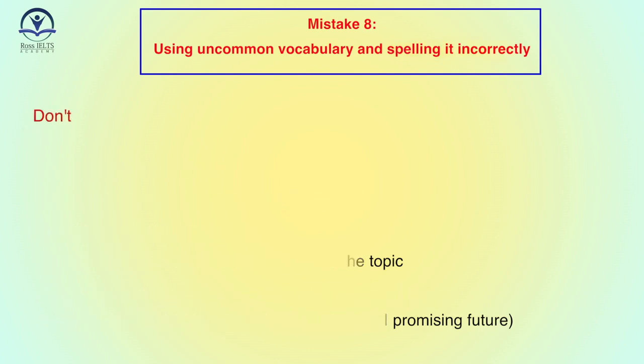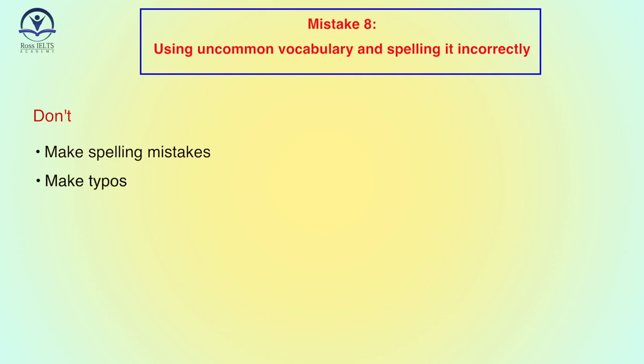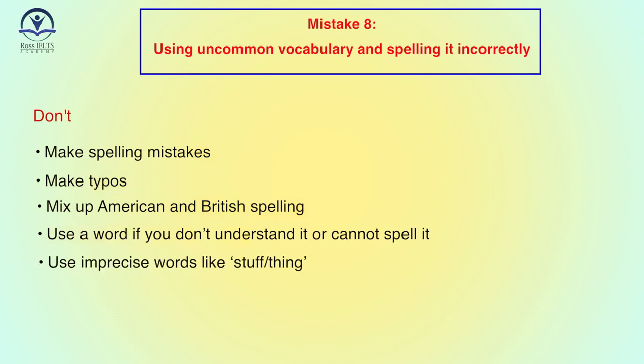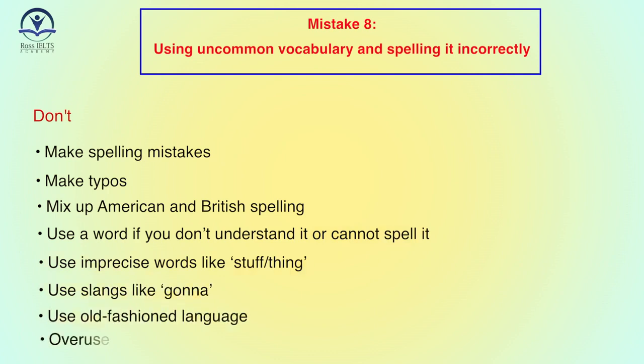Now, the things that you should not do. Do not make spelling mistakes or typos. Do not mix up American and British spelling. You should just use one or the other. Do not use a word if you do not understand or cannot spell it. Don't use imprecise words like stuff or thing. Don't use slang like gonna. Don't use old-fashioned language. And finally, do not overuse synonyms. One is enough. And now, mistake number 9.